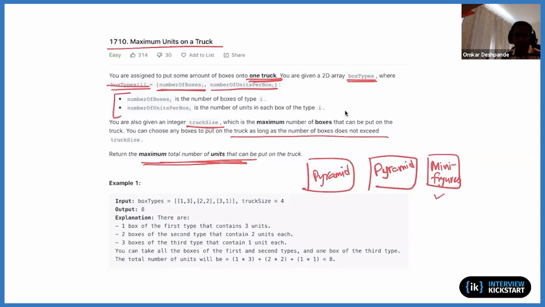So I hope that gives you a sense of what we are trying to do here. We want to transport as many toys as possible from one location to the other. I'm not sure if looking at this example is going to convey the intuition, because these are just numbers.